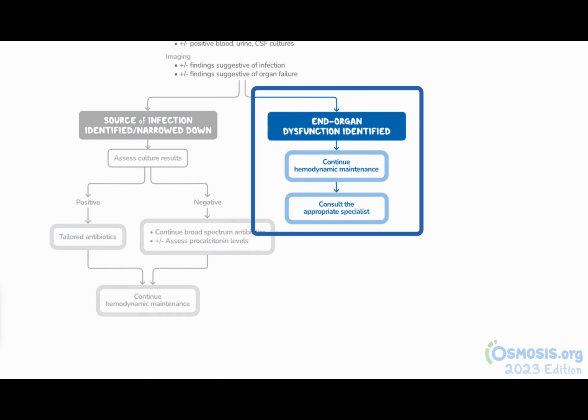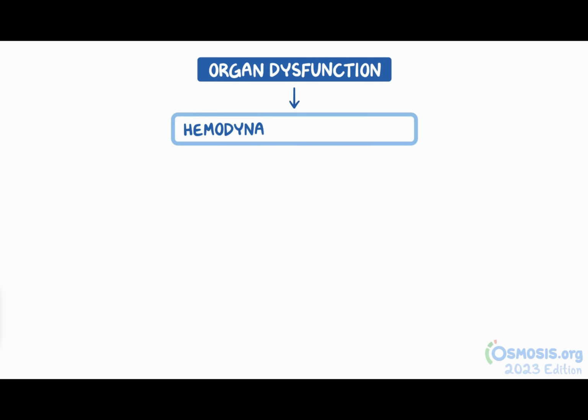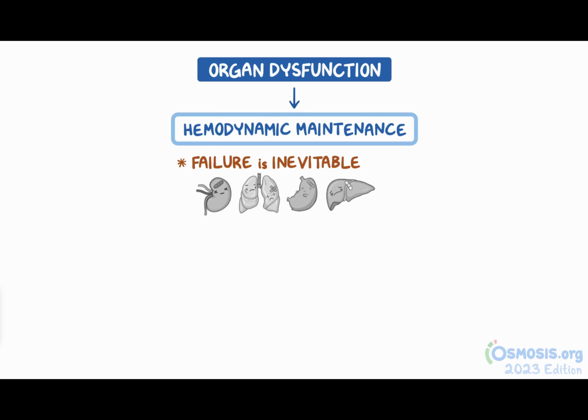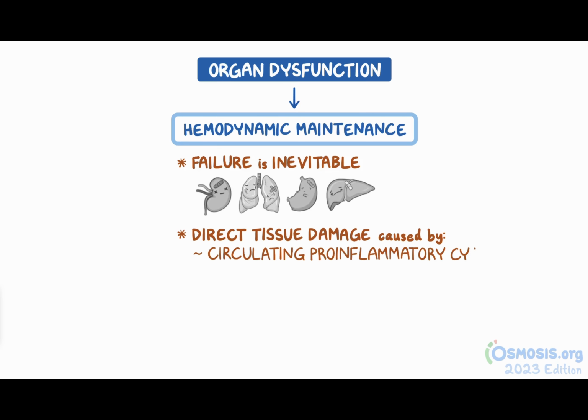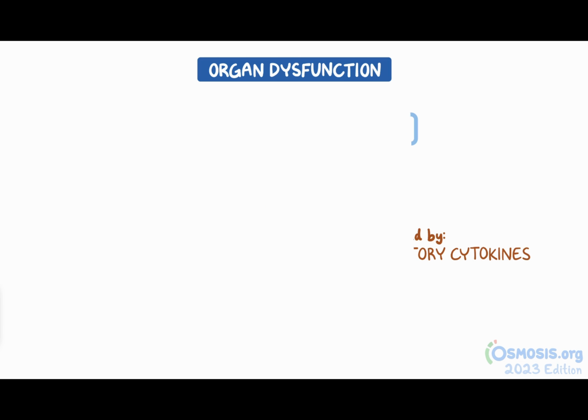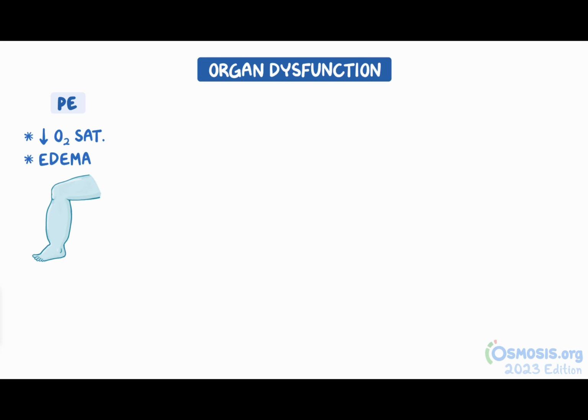Don't forget that sepsis is associated with organ dysfunction. This is closely related to hemodynamic maintenance, as failure is inevitable when an organ is underperfused, as well as to direct tissue damage caused by circulating pro-inflammatory cytokines and bacterial endotoxins. New exam findings may emerge, such as a drop in oxygen saturation or development of edema, that might indicate that one or more organ systems is failing.